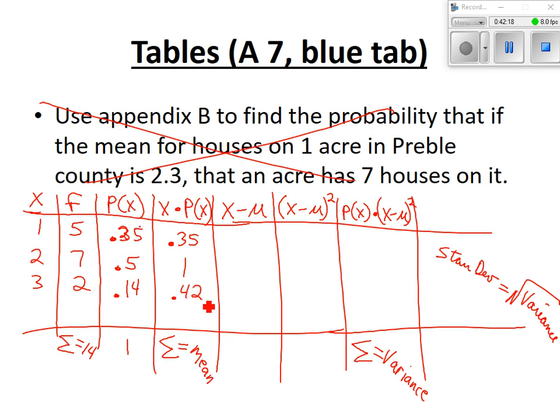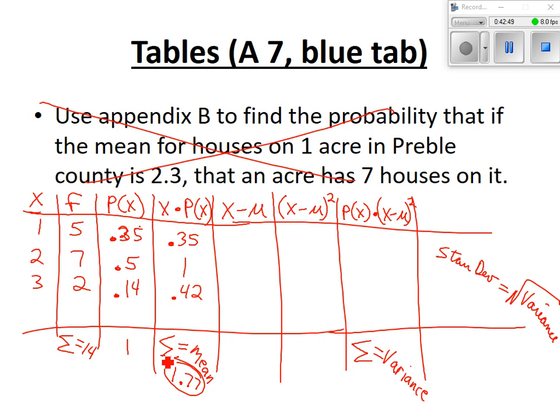What do we do with all those? Add them all up. 1.77. So what's our mean? 1.77. That's our mean of this thing. And not only is that the mean, that's also called the expected value. That's what you expect to occur. So if I'm picking 1, 2, 3, I expect to get about 1.7, 1.8.